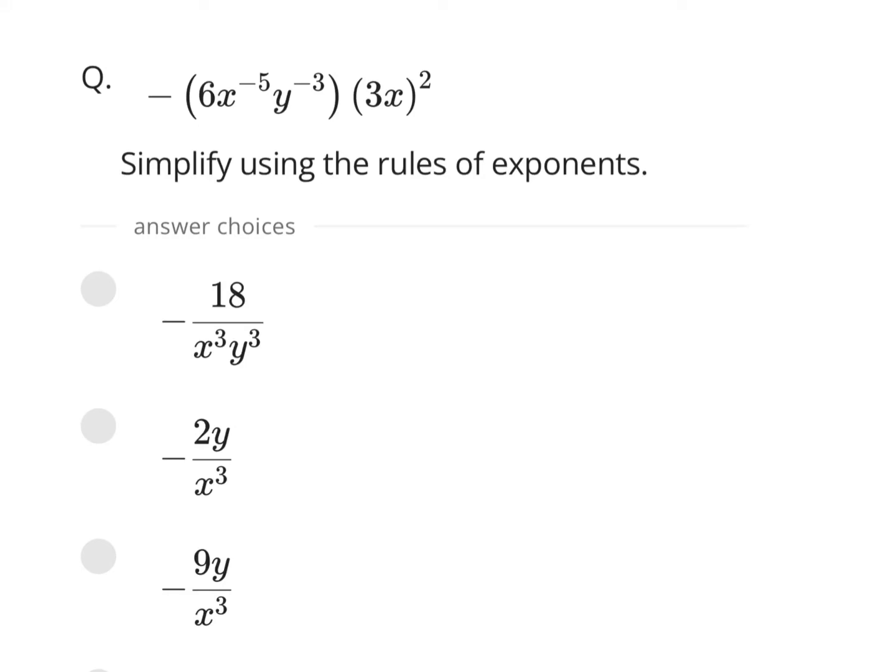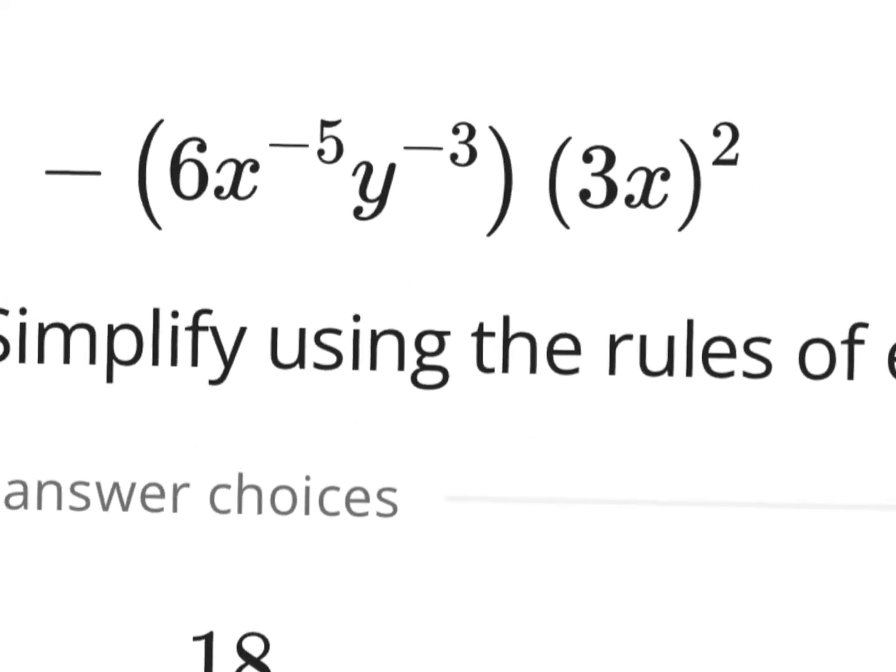Okay, so this problem could be done a couple of different ways. I don't know, you might want to take notes right here. But I'm going to go with any rule of exponents that you guys tell me. What rule of exponents do you think we could apply here on this particular problem right here?